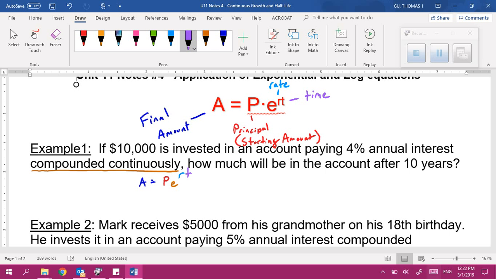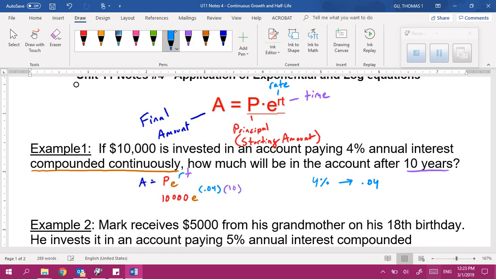What is the starting amount here, the P? 10,000. What do we have to put in the calculator after 10,000? e. Some people literally took e out of the equation and just put 10,000 raised to the rt, so that's not right. Now what is the rate? 0.04, because it's 4%. You have to move the decimal over twice, which leaves you with 0.04. The time is 10 years.